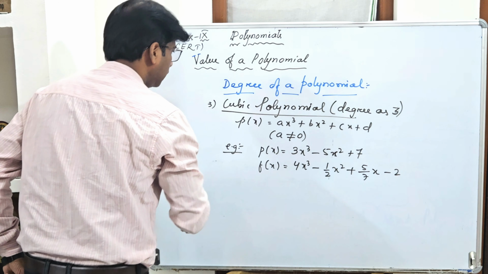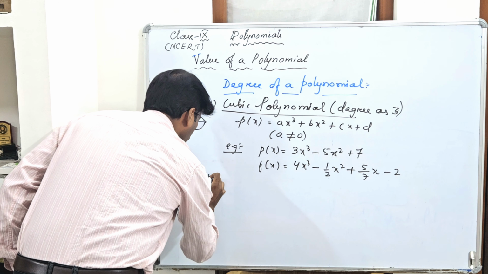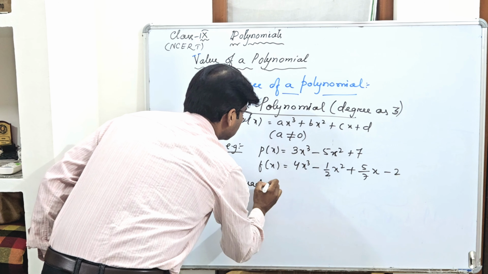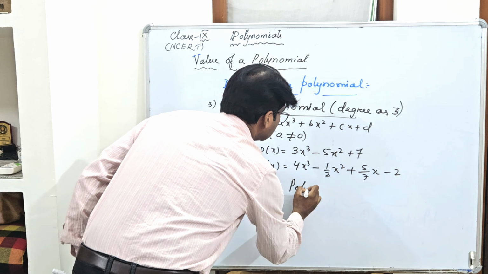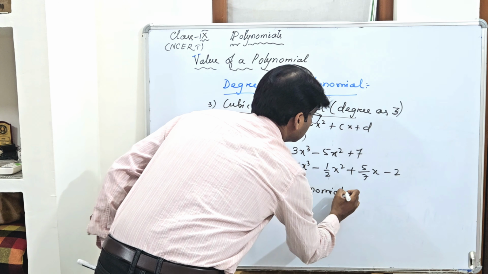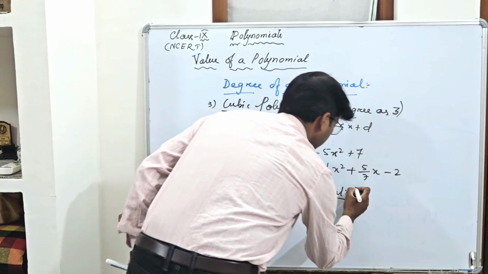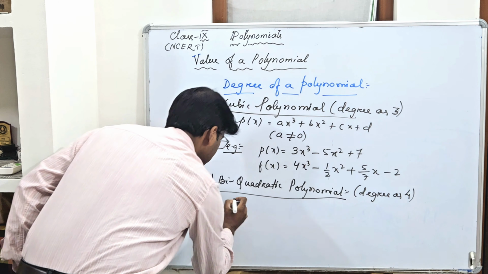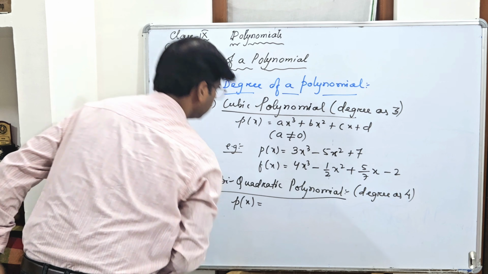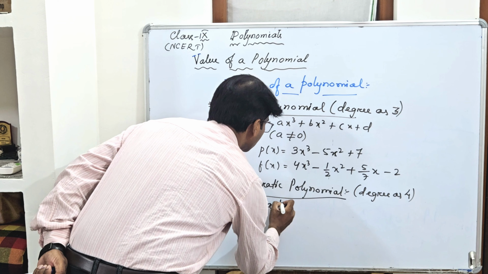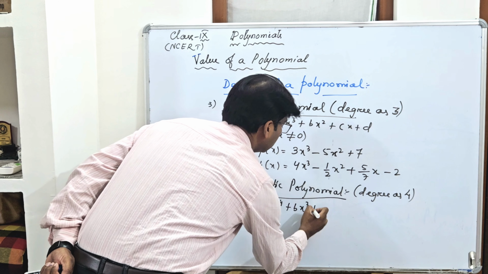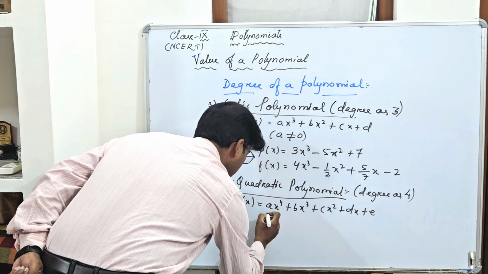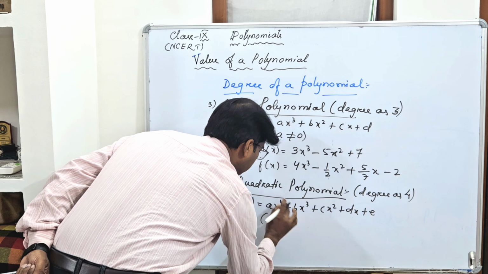Okay, so let us go to the next polynomial, which has degree 4. That is known as the bi-quadratic polynomial. So it has degree 4. What is its general form? The p of x is equal to ax to the power 4 plus bx cube plus cx square plus dx plus e. And here is the same condition, a must not be equal to 0.